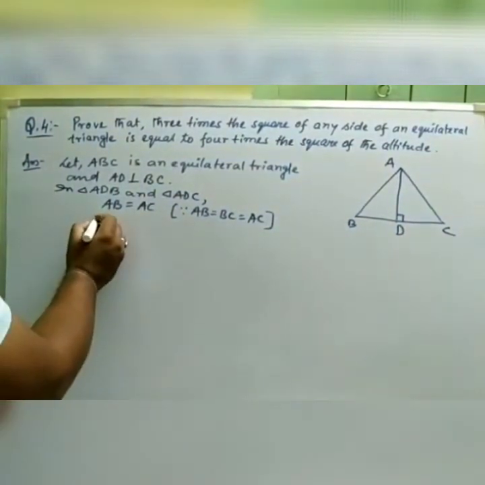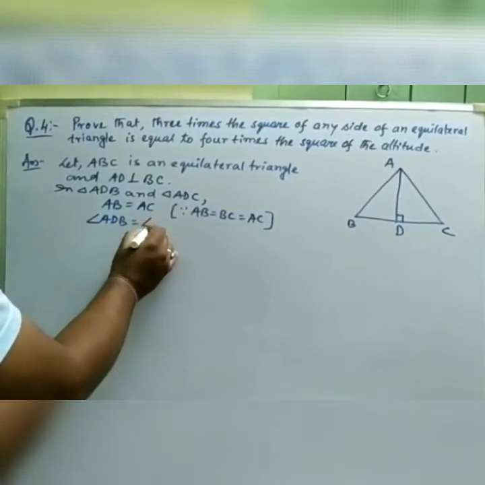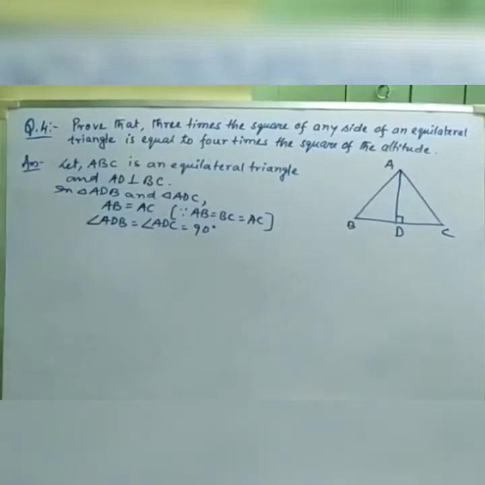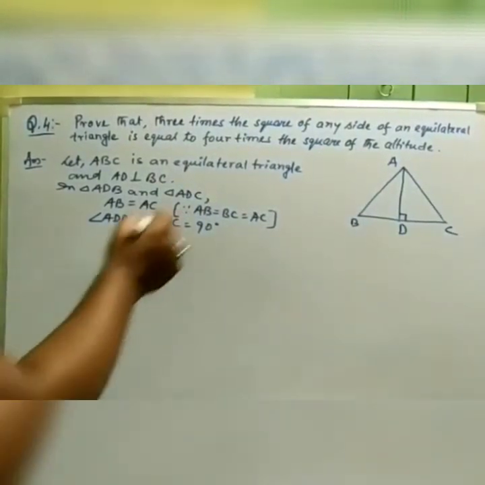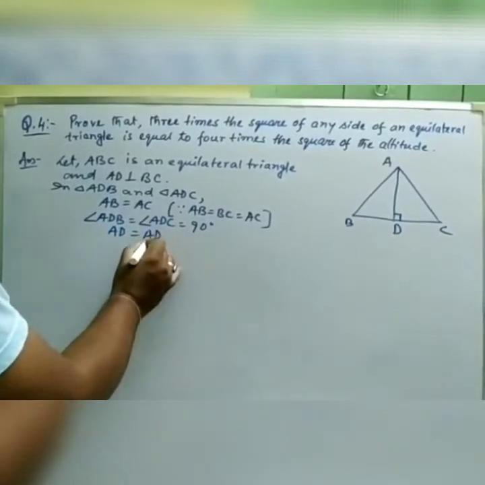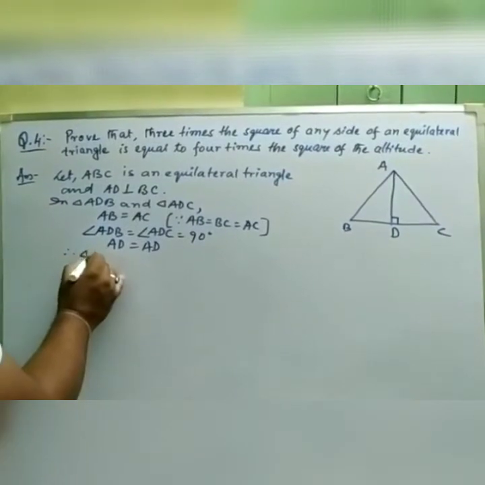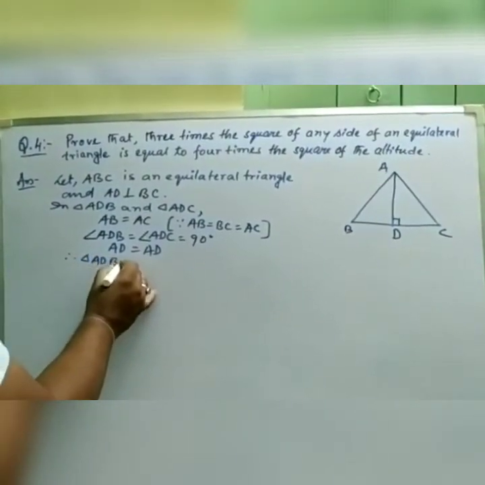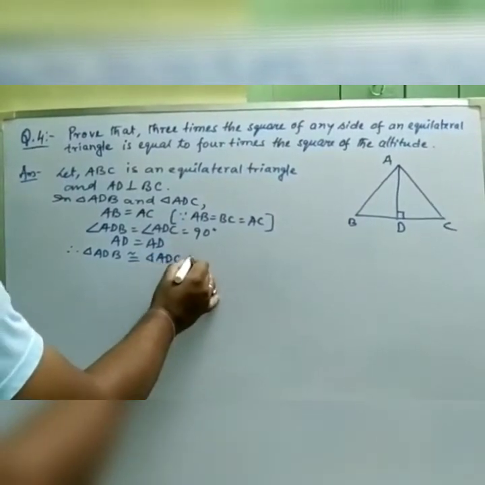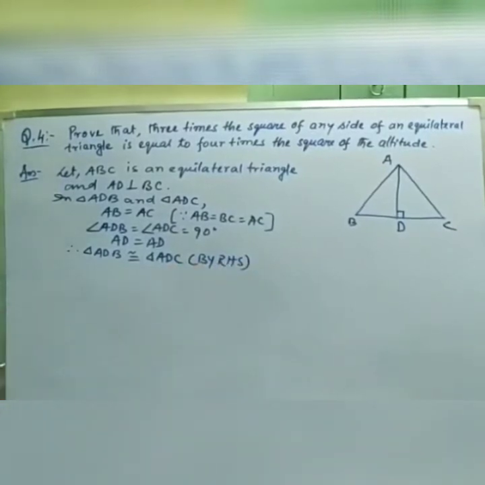We have a right angle, that is angle ADB equals angle ADC, both are right angles. And we have a common side, that is AD. So AD equals AD. So by using the RHS property, we have got triangle ADB congruent with triangle ADC by the RHS property of congruency.